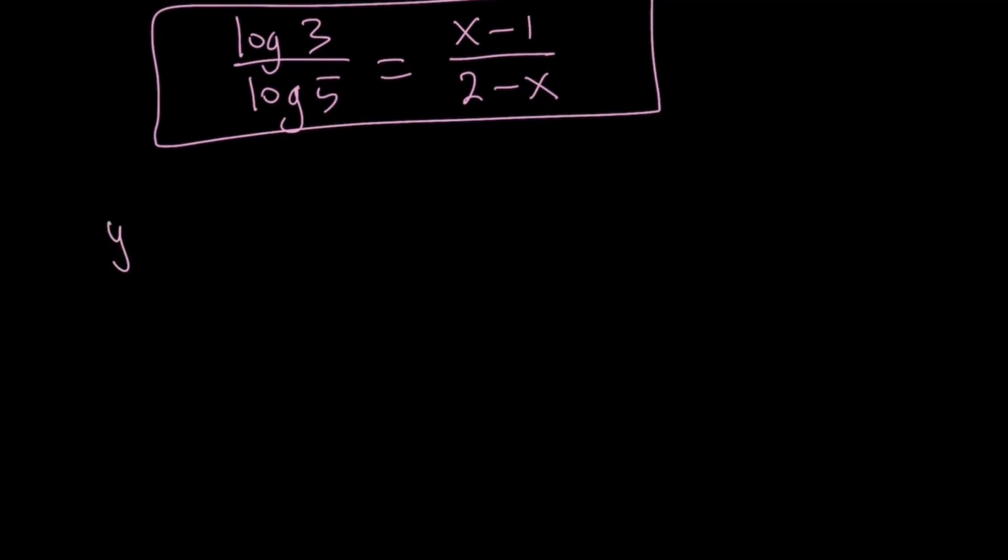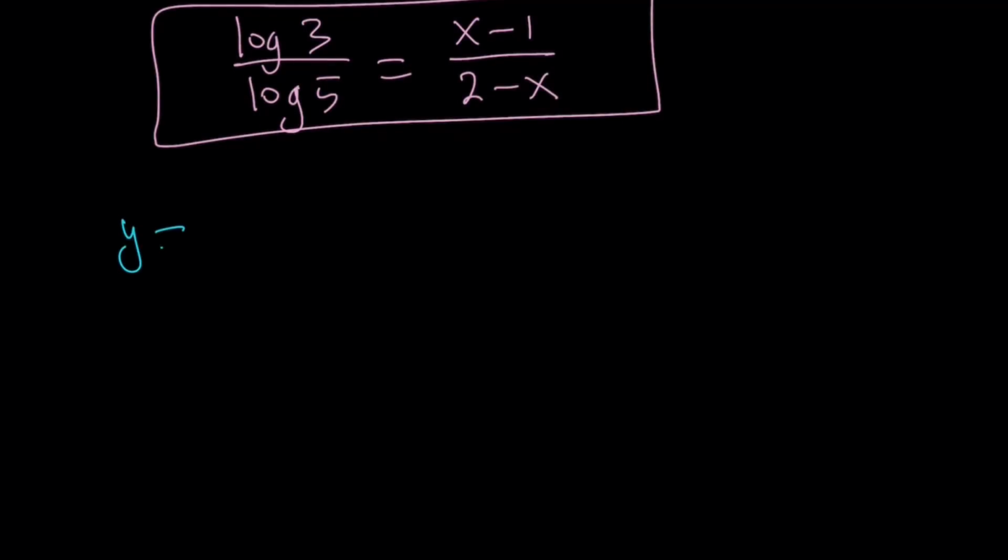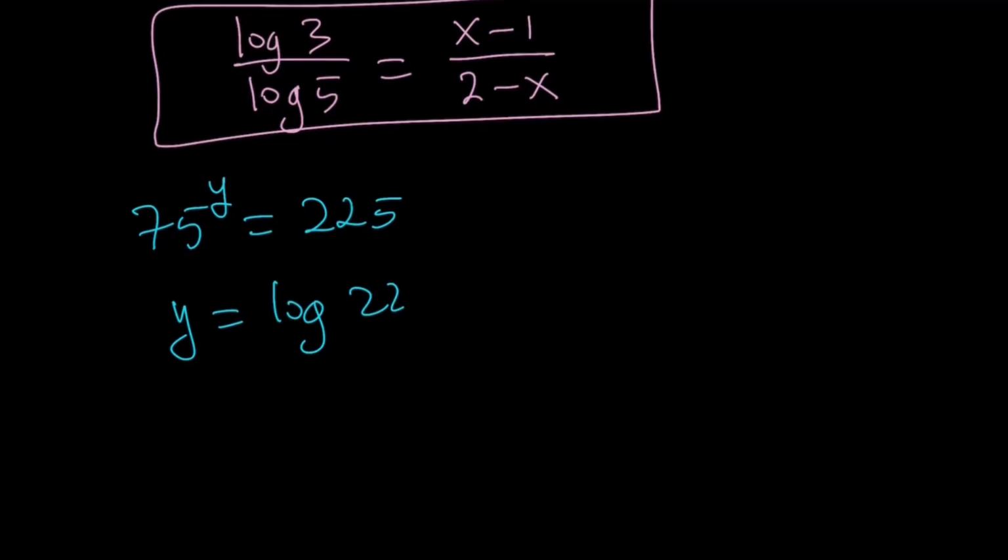So we have y equals, let me change the pen. How about blue? So y equals log, okay, I shouldn't write that because I want to start with the original one. Okay, so I had 75 to the power y equals 225. And then from here, y becomes log 225 with base 75. Okay. And then what am I going to do? Use the change of base.